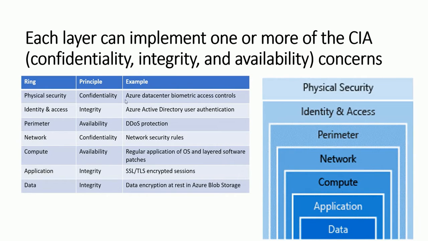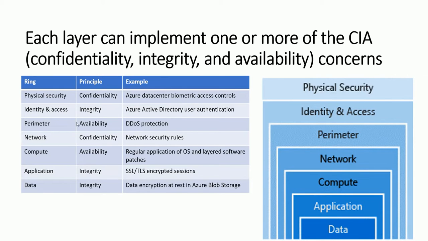And as an example here, you can see how you can apply the CIA concept to those different layers. For example, in physical security, confidentiality means that to access the Azure data center, you need to probably scan your fingerprint or your eye needs to be read as well, so that they know exactly who is entering the data center. For identity and access, we can apply, for example, the concept of integrity. In this case, it means that to access the Azure subscription, you need to be sure that your user is within the Active Directory so that it can be authenticated.